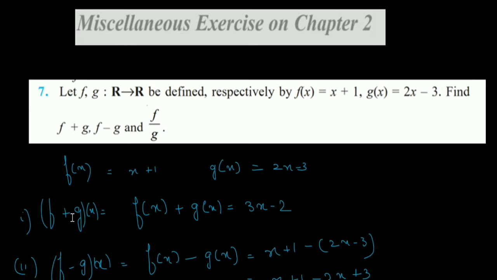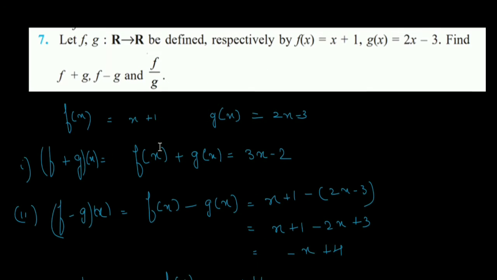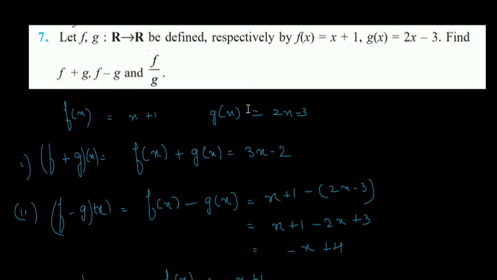Question number 7. f, g: R to R be defined such that f of x is equal to x plus 1, g of x is equal to 2x minus 3. Find f plus g, f minus g and f by g. So f of x is x plus 1, g of x is 2x minus 3. Find f plus g. That means add the functions f of x and g of x.